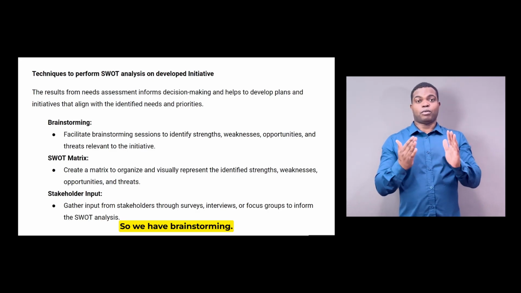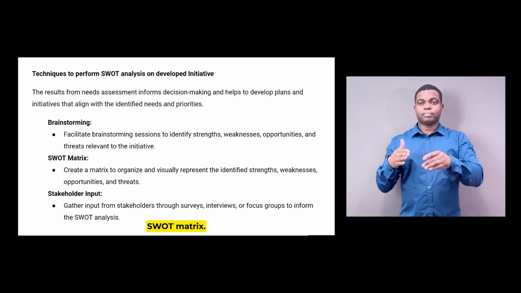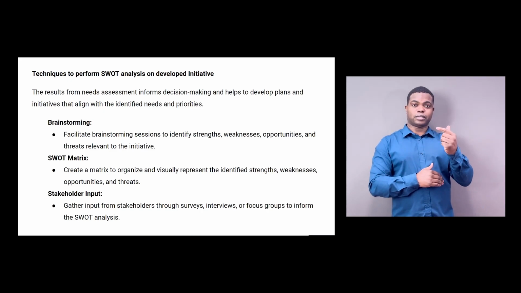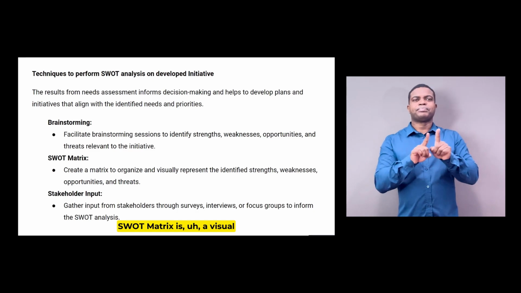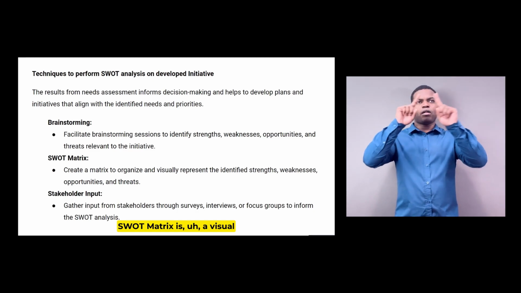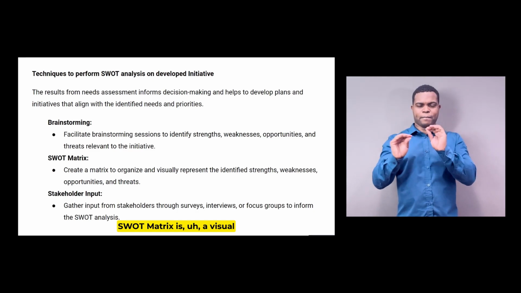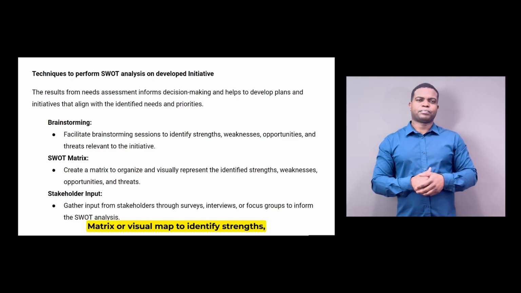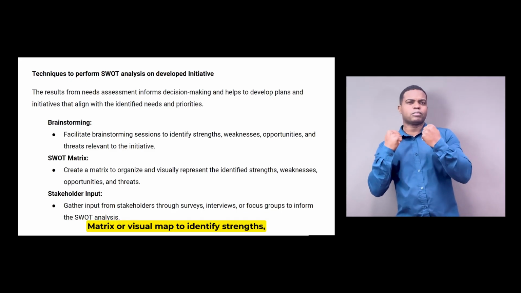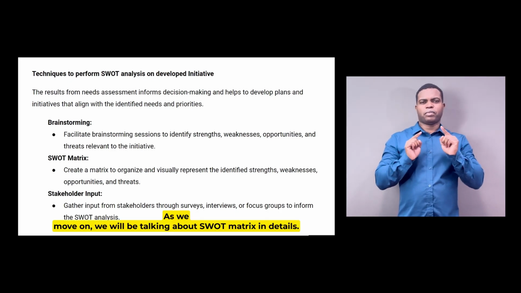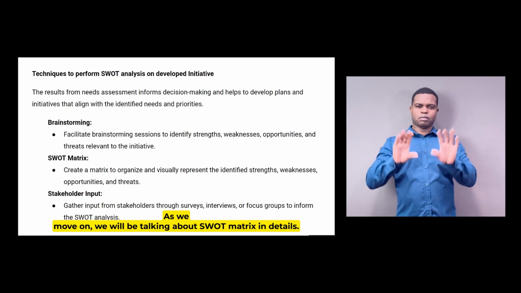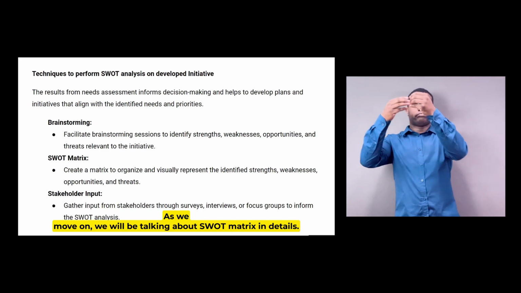So we have brainstorming, SWOT and SWOT matrix. SWOT matrix is a visual matrix or visual map to identify strengths, weaknesses, opportunities, and threats. As we move on, we'll be talking about SWOT matrix in details.